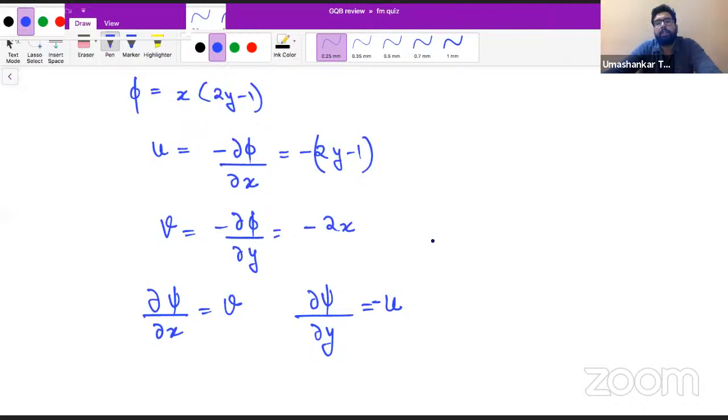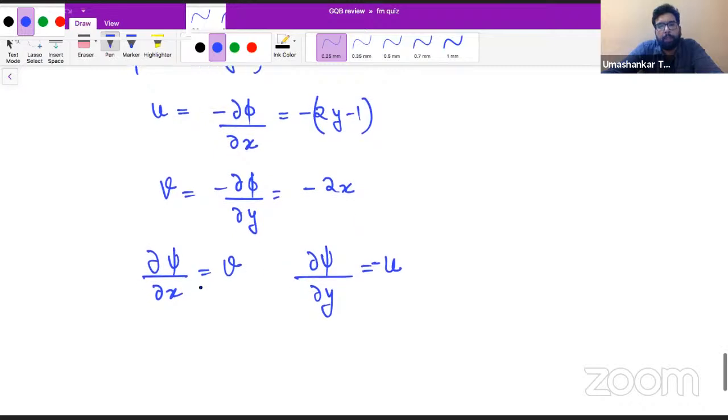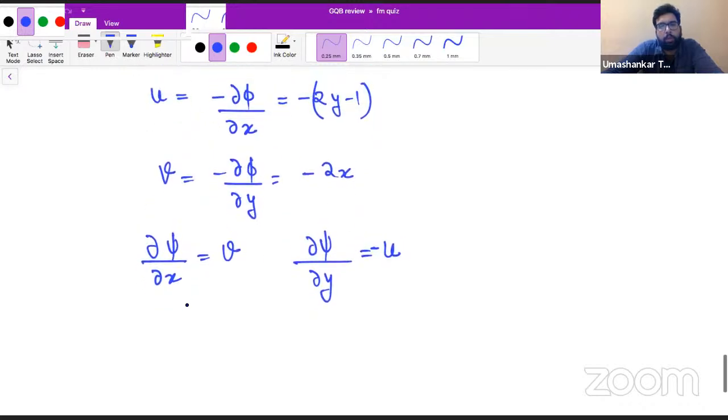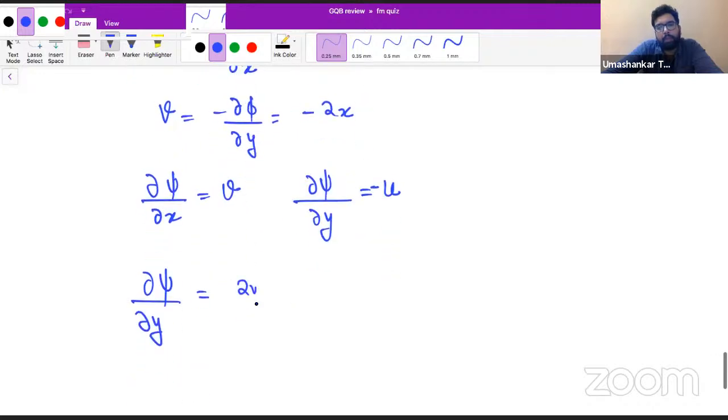But so this is by the definition of the stream function, right? Now we can start with any one. So let's start with del psi by del y is equal to minus u. If I put the value of u here, I'll be getting del psi by del y is equal to 2y minus 1, right? Now from this equation, what else can we do other than the integration?